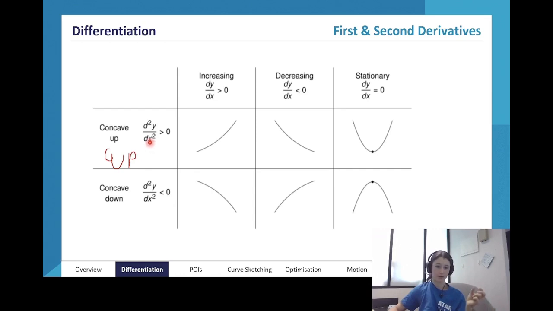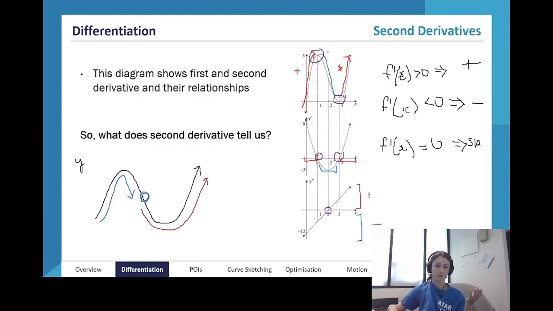So when the second derivative is positive, is above zero, it's going to be increasing, and that's what we saw back here. So when the second derivative is positive, then the curve has this concave up form, it is increasing, and when the second derivative is negative in this section here, then it's going to be concave down, it's decreasing.